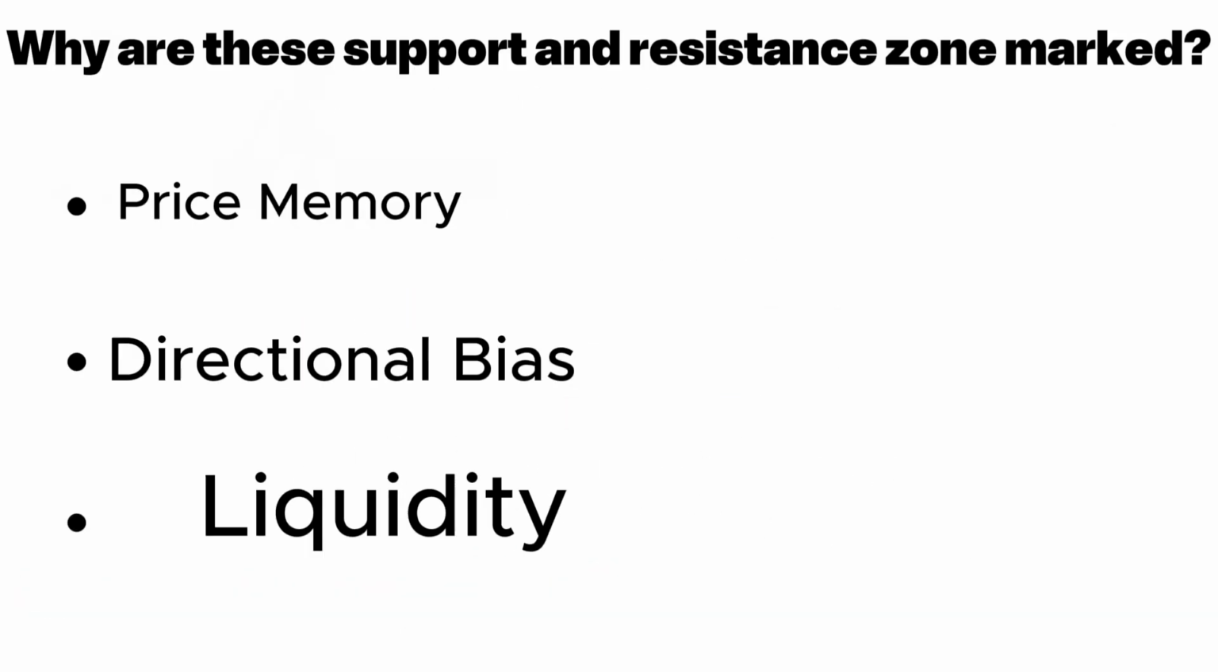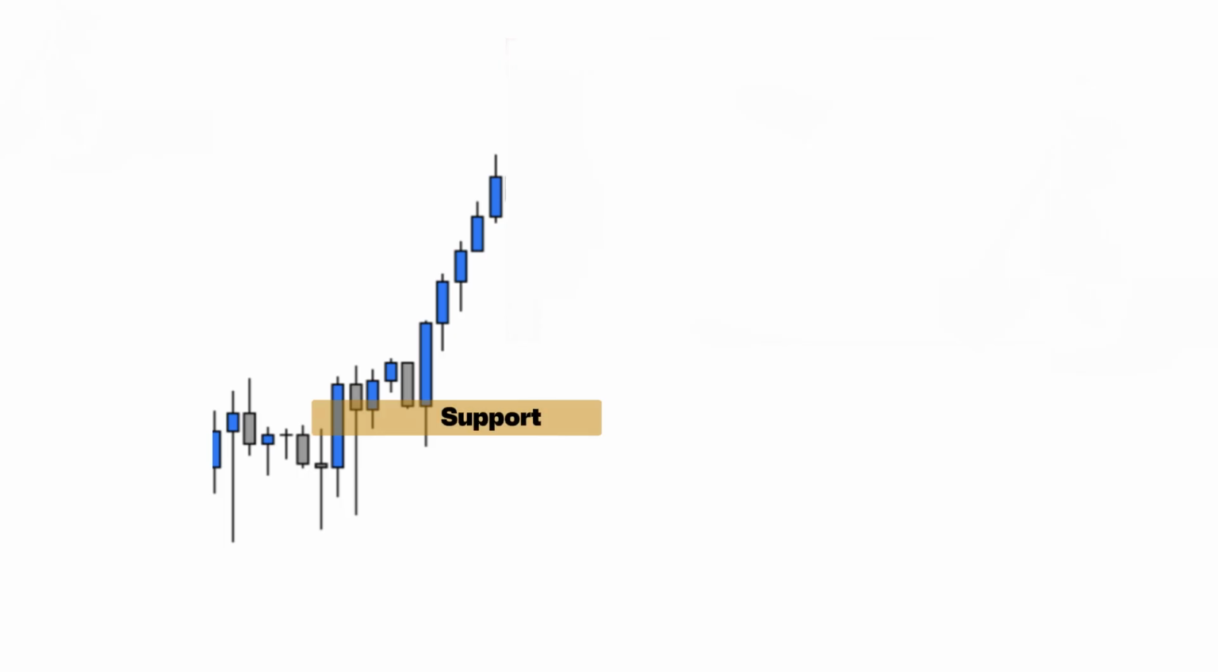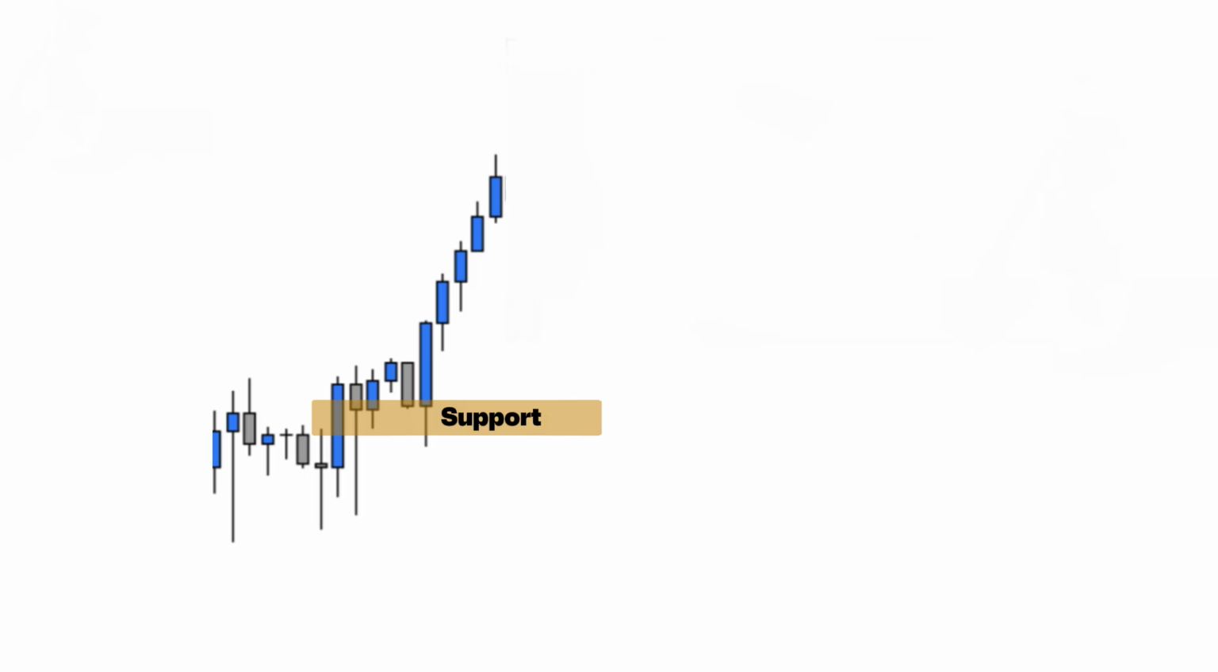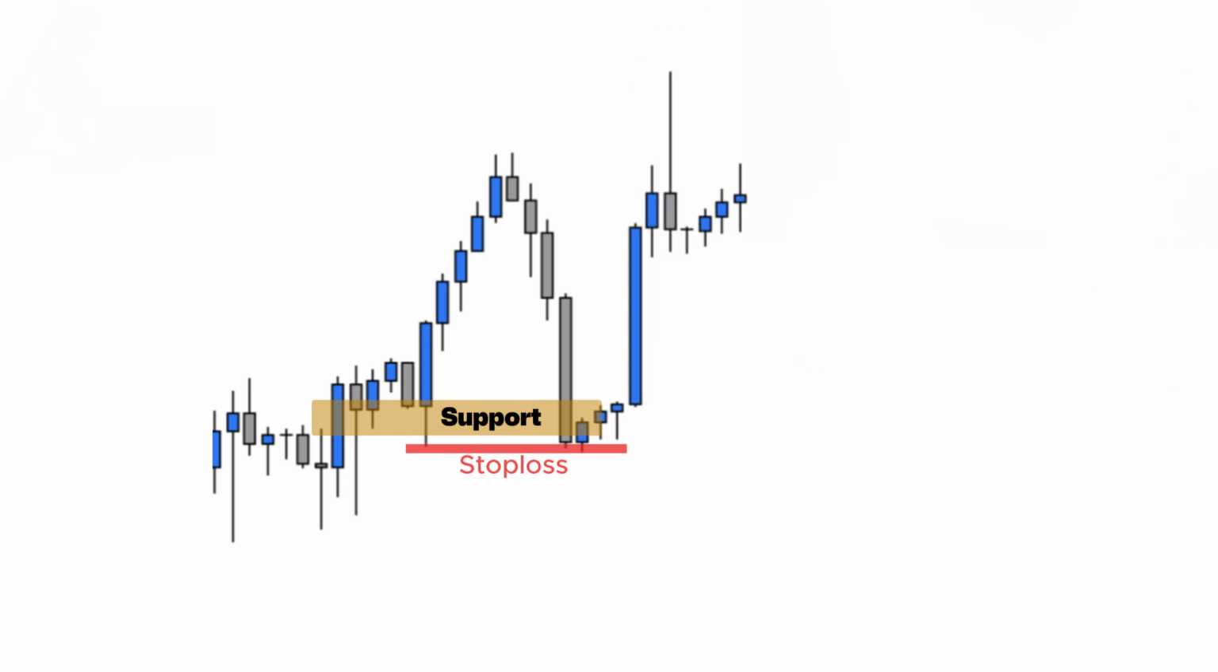Third, liquidity. Support and resistance zones naturally attract traders. Break and retest traders, range traders, and retail traders all look for entries around these zones. Most of them place their stop losses above the resistance or just below support. If the market lacks enough liquidity to move in the expected direction, price will often push through these levels, collect these stop losses, and then continue in the original direction. That's why these zones are commonly referred to as liquidity pools.